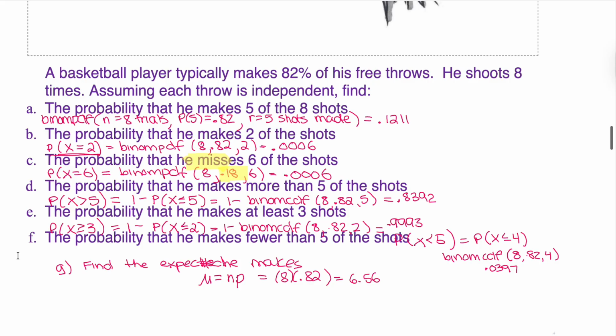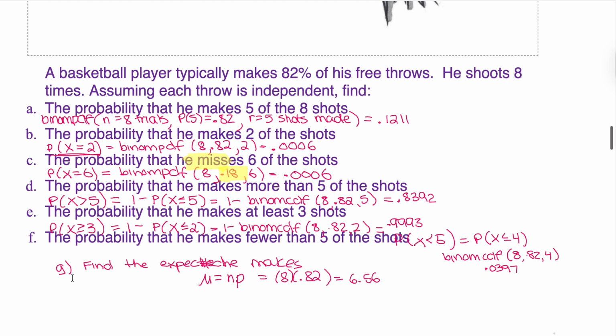Part F, the probability that he makes fewer than 5 shots. We want to know the probability of x less than 5. So pay attention here, there's only fewer than, so we don't include 5. Therefore, it's the same as the probability of x less than or equal to 4. Plug in all of the values into your calculator, you get 0.0397.